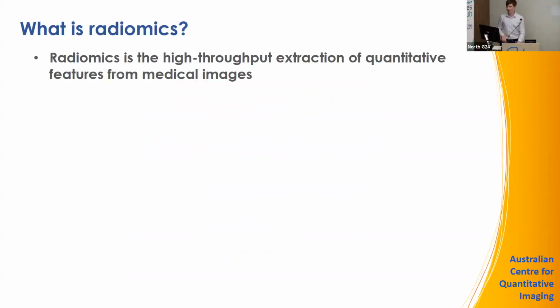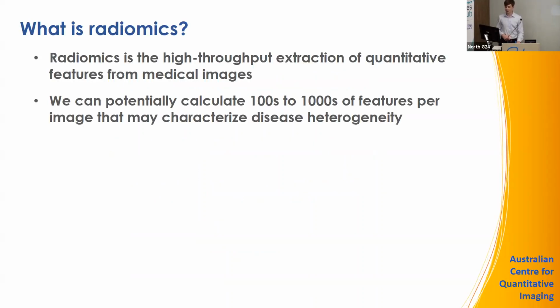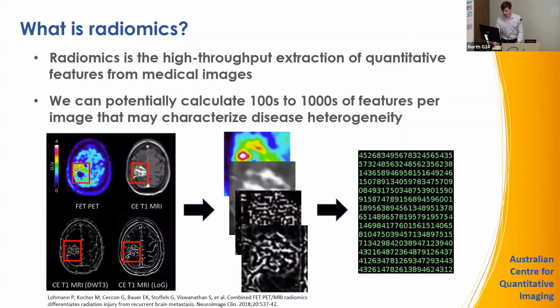Radiomics is the high-throughput extraction of quantitative features from medical images, where we can potentially calculate hundreds to thousands of features per image that may characterize disease heterogeneity, and we can feed these into predictive models. We can take advantage of a lot of different imaging modalities, and we can also apply filters prior to extraction, such as the discrete wavelet transform and the Laplacian of Gaussian filter. We can take all this information and mine it for data, as you can see there.